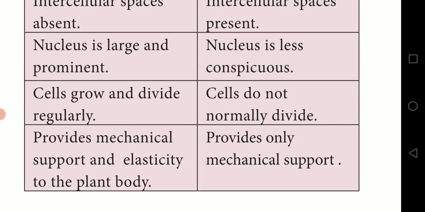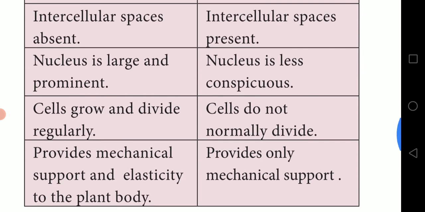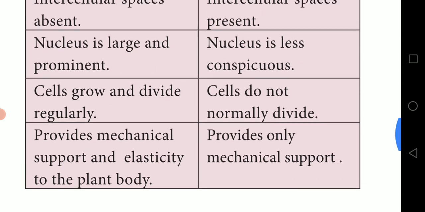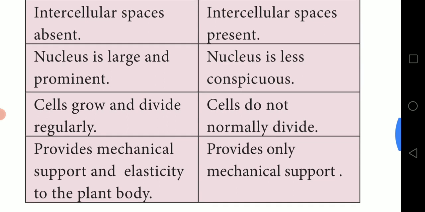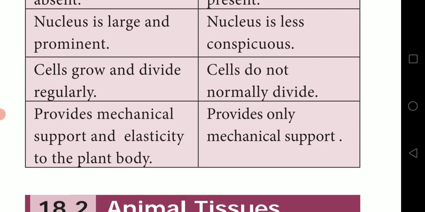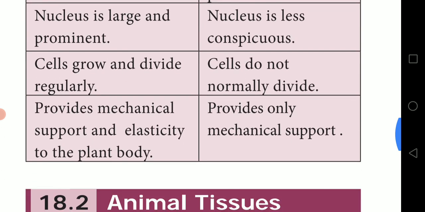In meristematic tissues, the nucleus is large and prominent, meaning easily noticeable. Whereas in permanent tissues, the nucleus is less conspicuous, meaning not seen clearly. Cells grow and divide regularly in meristematic tissue, whereas permanent tissue cells do not normally divide.